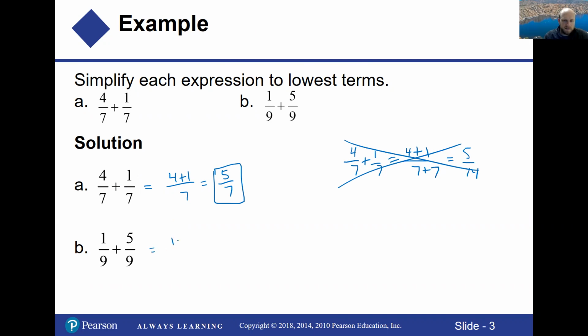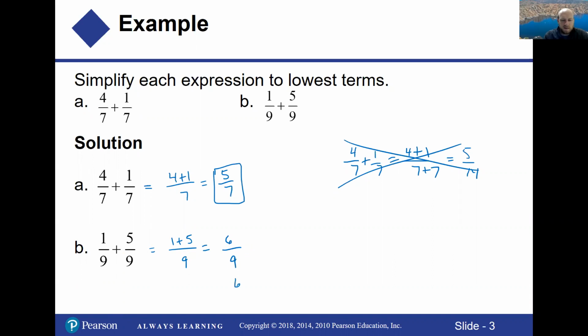Same thing with this one. We're going to add the numerators. The 1 plus the 5 is a 6. I wrote a 6, but I meant to write a 9 there for your denominator. So keep that denominator. 1 plus 5 is 6. Okay, so we have 6 over 9.